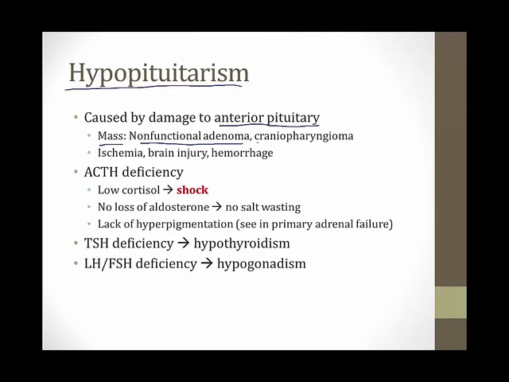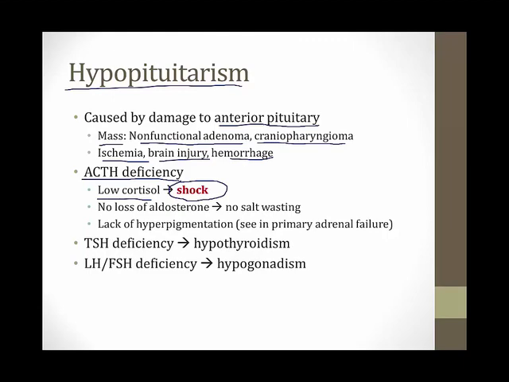There's also a tumor called a craniopharyngioma, which we'll talk about in a minute, that can affect the pituitary gland. And then the other usual things can damage the pituitary, like ischemia, brain injury, or hemorrhage. When you have damage to the pituitary gland, you have deficiency of all the pituitary hormones, but one of the ones that's most important is ACTH. Recall that ACTH drives the adrenal gland to produce cortisol, so when you are deficient in ACTH, you will have a low cortisol level, and that can present as shock and hypotension.